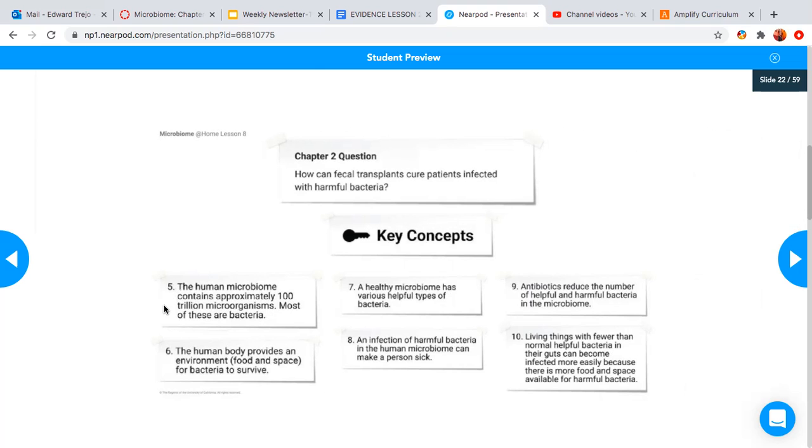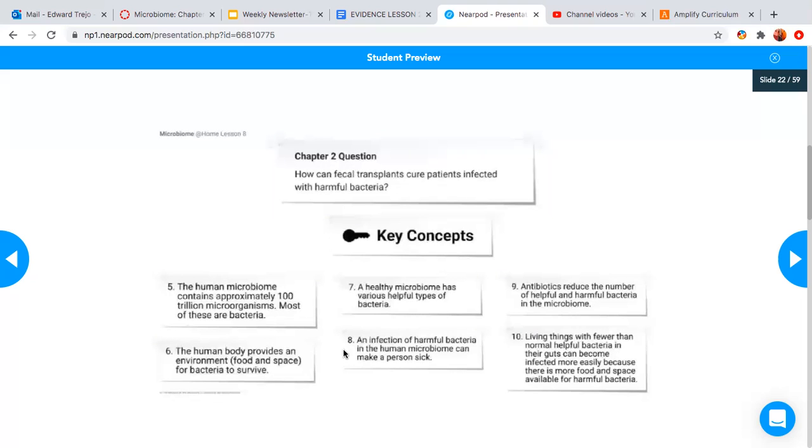Our key concept, starting with key concept number 5, states, the human microbiome contains approximately 100 trillion microorganisms. Most of these are bacteria. Number 6 states, the human body provides an environment, food, and space for bacteria to survive. Key concept number 7 states, a healthy microbiome has various helpful types of bacteria.